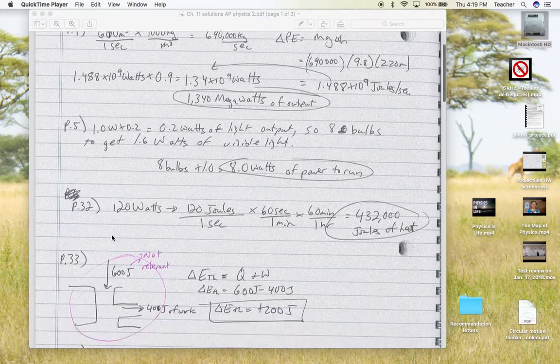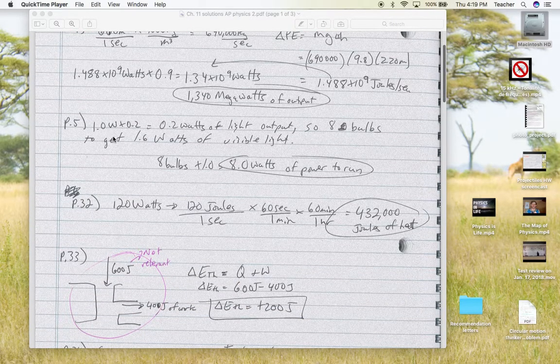So 5 was a light bulb. It said an LED used 1 watt, but it was 20% efficient. So only 0.2 watts of light were output. And it said that if you needed 1.6 watts of visible light, how many bulbs would you need? Well, that's 8 bulbs. Then to figure out how much total power was needed to run those, 8 bulbs times 1 watt per bulb, 8 watts of power to run them.